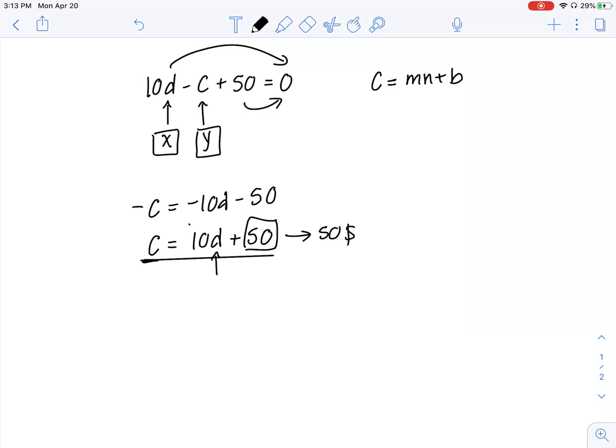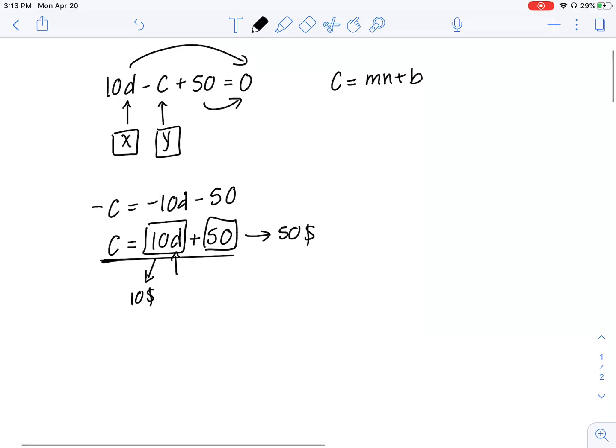And then on the other hand, this 10d over here, that's our variable cost. That $10, how many $10 we charge, depends on how many days the tent is rented for. So $10 is our variable cost, and $50 is our fixed cost. Now we need to illustrate this relation graphically.